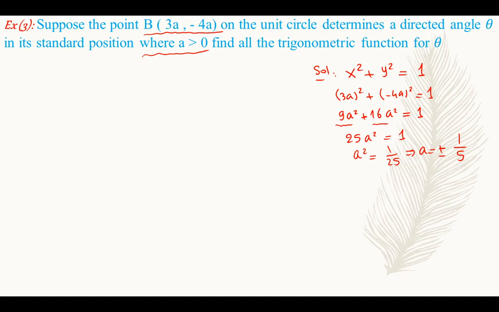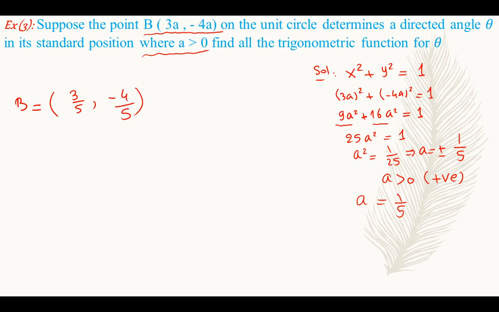But the second condition is a bigger than 0. A bigger than 0 means that a is a positive quantity. So a will be equal to 1 over 5. Okay, let's write the point B. Now the point B will be 3a. 3a means 3 multiplied by 1 over 5, it will be 3 over 5. And negative 4a means negative 4 multiplied by 1 over 5, which equals negative 4 over 5.